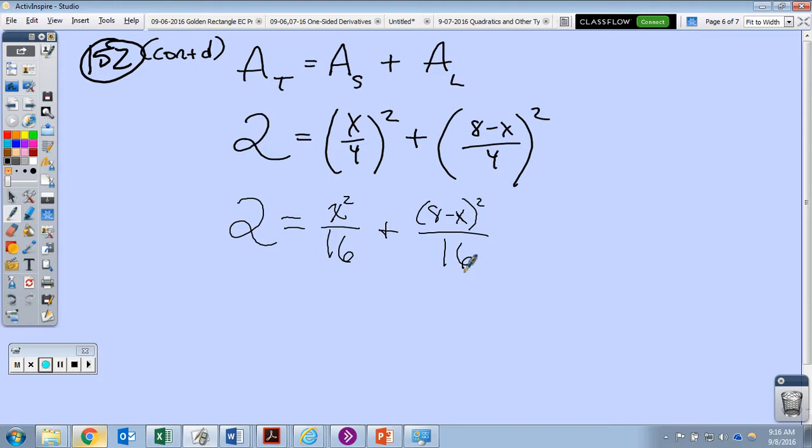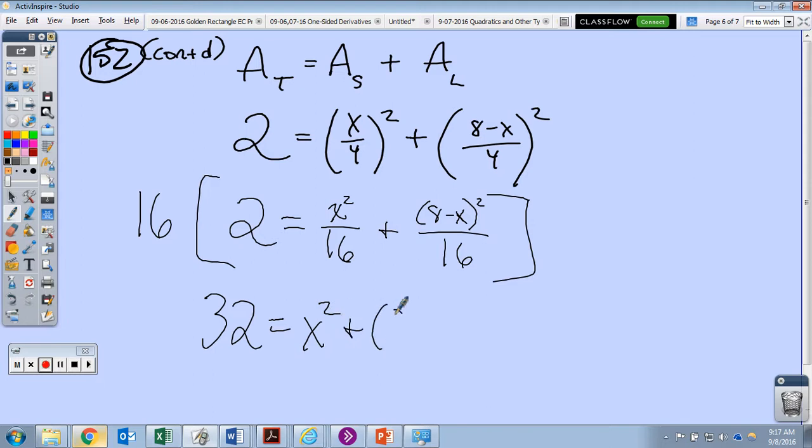We're allowed to multiply both sides of the equation by whatever constant value we choose, besides 0, and get an equivalent equation. I don't like fractions. I'm assuming you guys are also not fond of fractions. So I'm going to multiply each side of the equation by 16, the least common denominator. So I would have 32 is equal to x squared plus (8 minus x) squared.